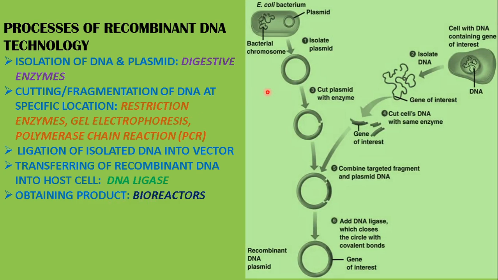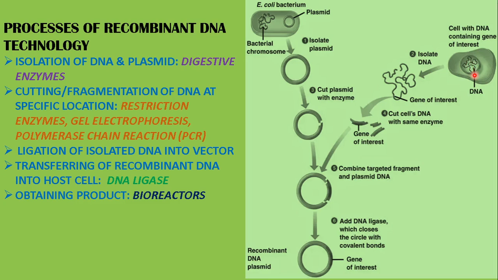So here is the pictorial depiction of these steps. You can see an example taken as Escherichia coli bacteria. The plasmid is used here, which will be used as the vector. Now, this is a cell with DNA containing the gene of interest. This has a particular fragment of gene which we want, which is producing some product desired by us.